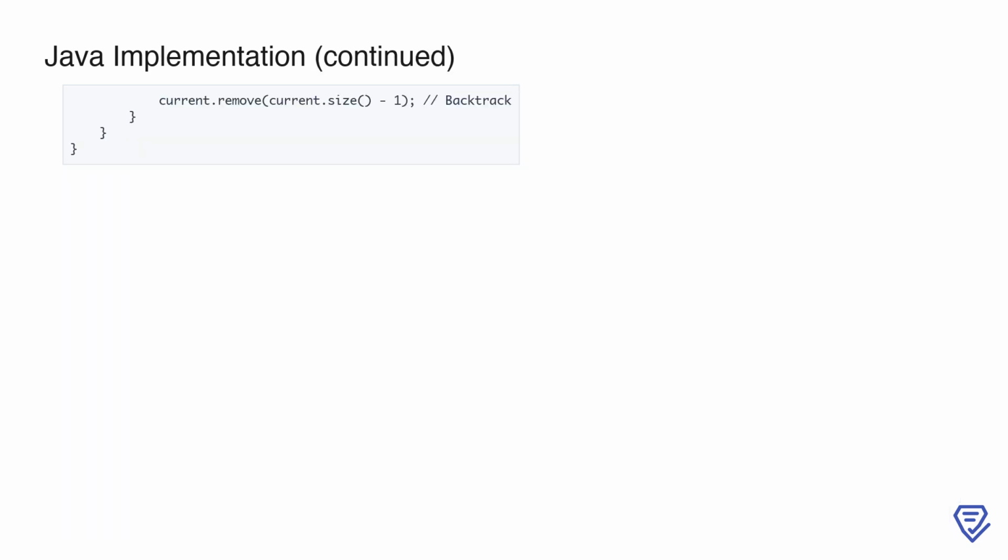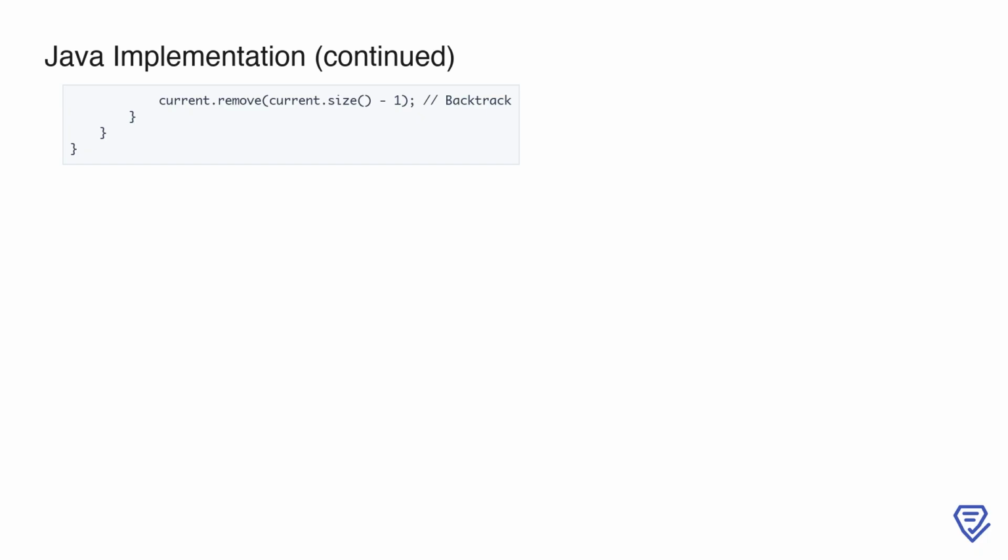Once the recursive call has been made for a candidate, we need to undo the choice to explore other possibilities. This is achieved by removing the last number added to the current combination, which is what we call backtracking. By removing the number at the end of the list, we effectively revert to the state before the current candidate was chosen. The loop then continues, allowing the algorithm to explore the remaining candidates at the same level of recursion.